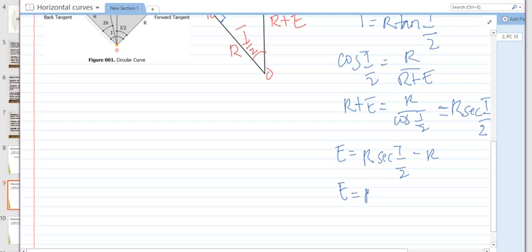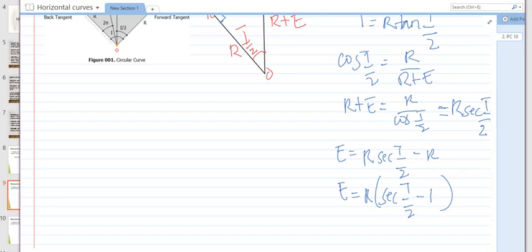E is equal to R secant of I over 2 minus 1. So this is the formula.